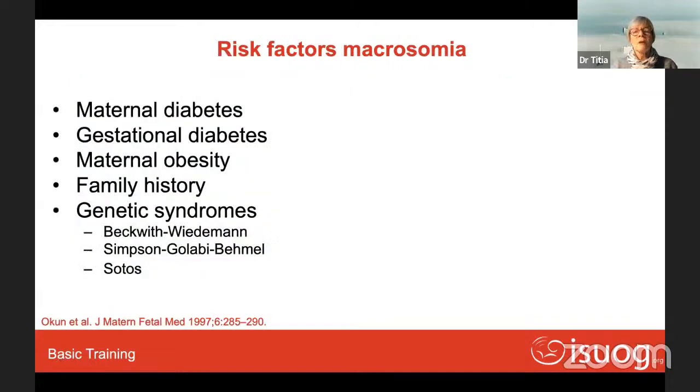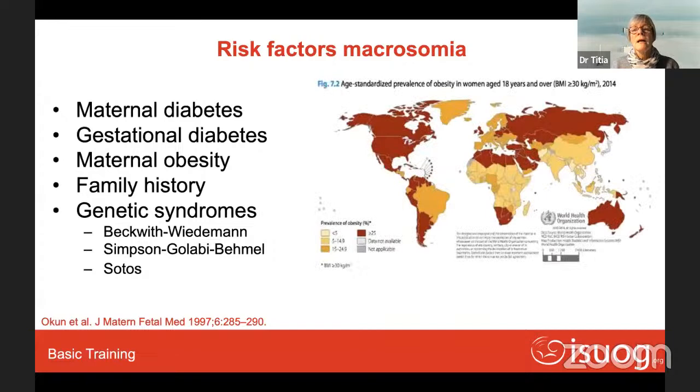And what are the risk factors of macrosomia? Well, there are obviously known risk factors: maternal diabetes, gestational diabetes, and maternal obesity, which we unfortunately encounter more and more often and is certainly not good for the fetus. There may be a family history of macrosomia, and obviously there may be genetic syndromes like Beckwith-Wiedemann, which you might see when you see a very large baby with an omphalocele. You have other genetic syndromes like Simpson-Golabi-Behmel and Sotos, where there is macrosomia.